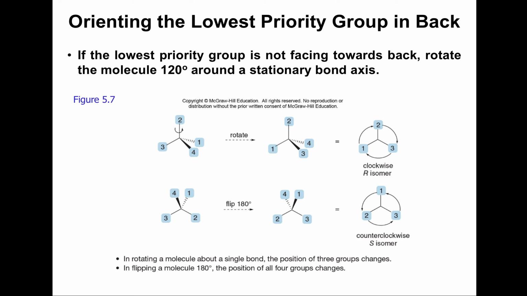It is very important that you put the lower priority group pointing away from yourself. If that doesn't happen, then you have to rotate the molecule until group 4 is pointing away from us. The more obvious way to do that is to rotate the molecule physically, but that's not always easy to see on paper. I will attach a document where you can find some ways to make sure that the lower priority number stays away from you.